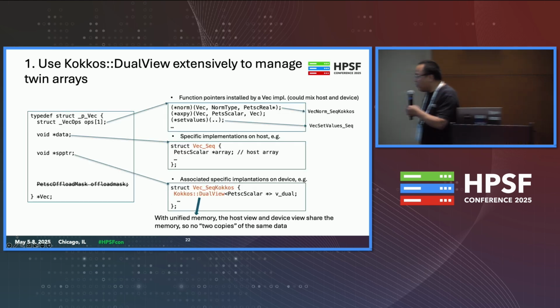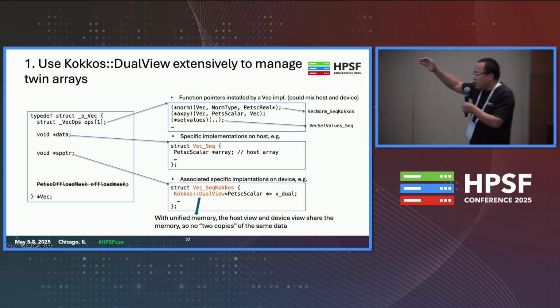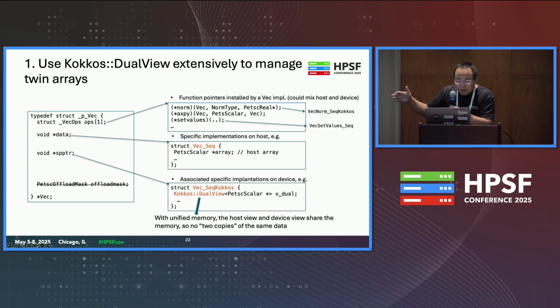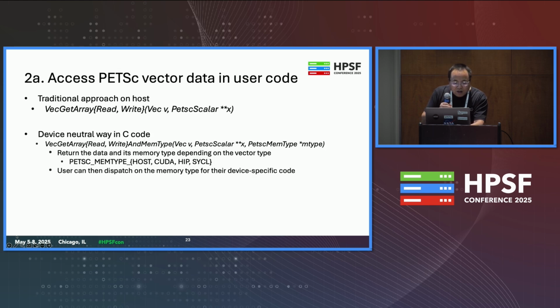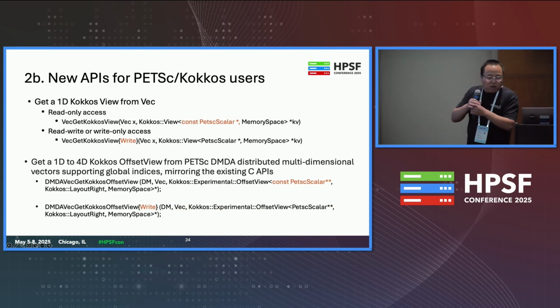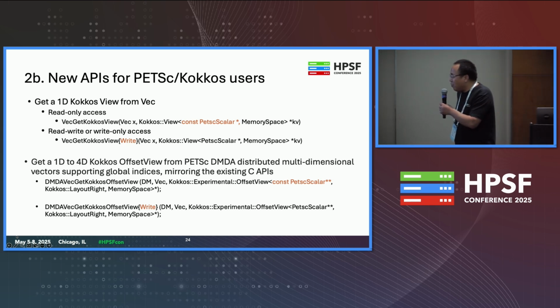And the very last feature I want to mention is Kokkos DualView. Currently, we use DualView to manage the host copy and the device copy. And the nice thing with DualView is that if it's on unified memory, then these two copies are actually the same. And we provide new APIs for PETSc Kokkos users. For example, you can directly get a Kokkos view from a PETSc vector, and also we use Kokkos OffsetView.